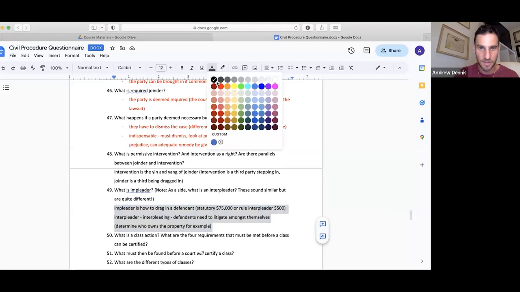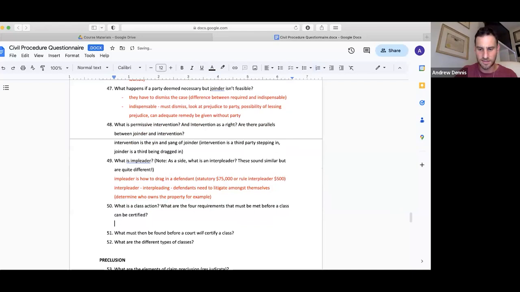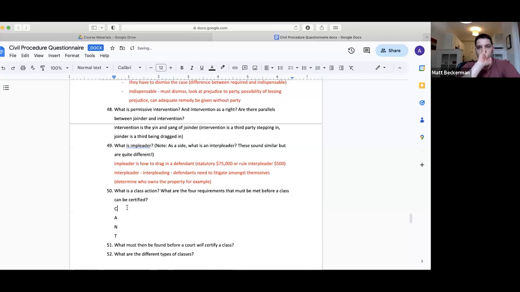So class actions, I think it's CAFA, is the act I remember. Now: adequacy, numerosity, typicality, commonality. Commonality means the questions of law and fact have to be common to all the people in the class. Adequacy of representation: you need to have a class representative who adequately represents the other people.